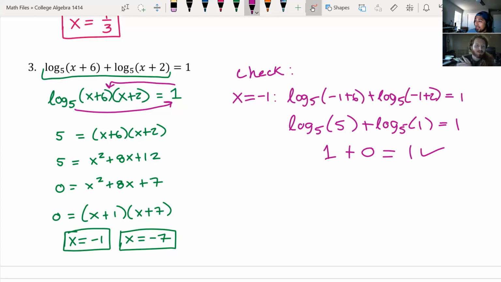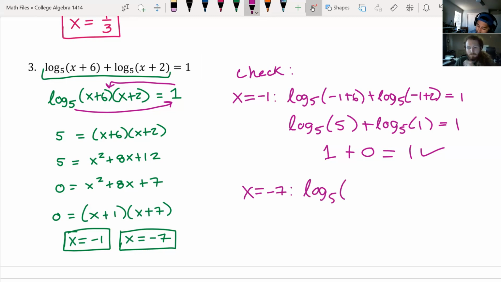All right. So, you know what I did that got the same answer? Did you change 1 into log base 5 of 5? Yeah. All right. We'll get into that then too. I don't need to write check again. And we'll check x equals -7.